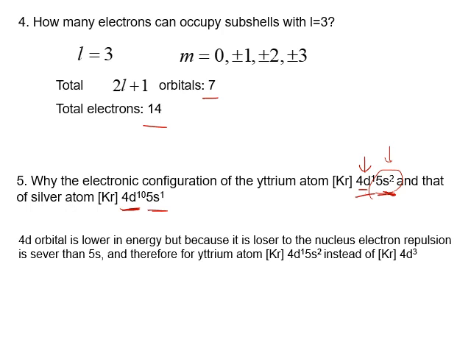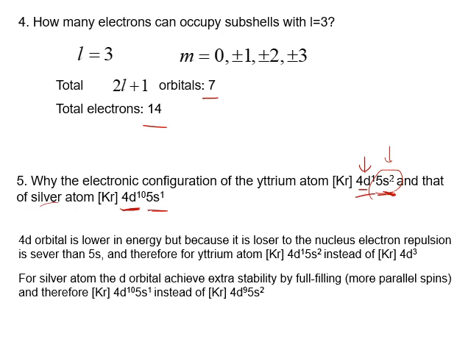Now, for silver, it can achieve extra stability by fully filling the d orbital, so that it has more parallel spins, and that gives extra stability. Therefore it goes to the d orbital, becomes 10, and then the electron goes to the s orbital.